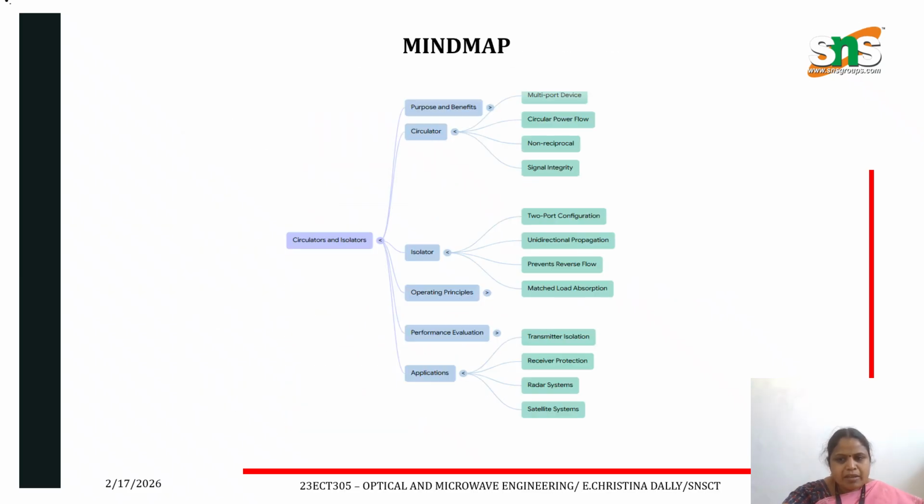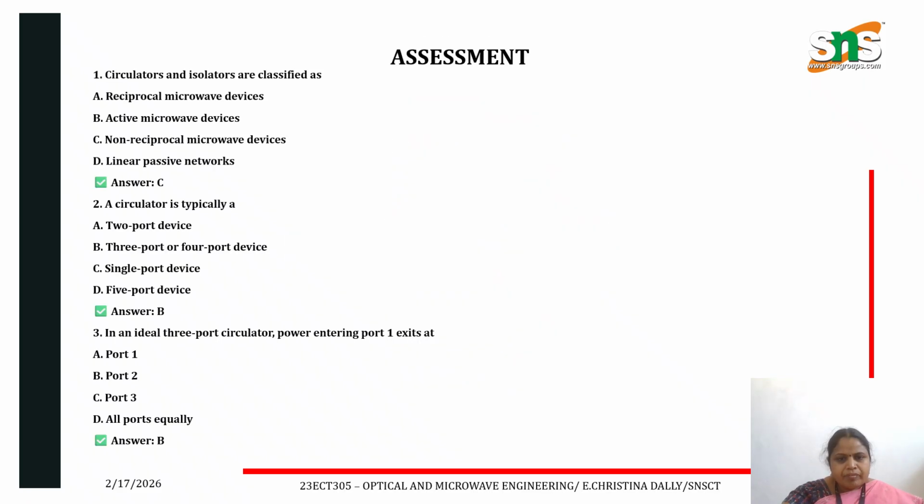So this is the mind map for the topic. Assessment questions we will discuss. Circulators and isolators are non-reciprocal microwave devices. A circulator is a 3-port or 4-port device. In an ideal 3-port circulator, power entering port 1 exits at port 2.